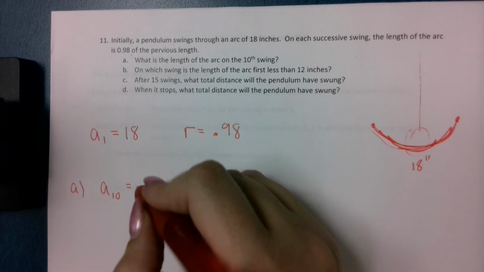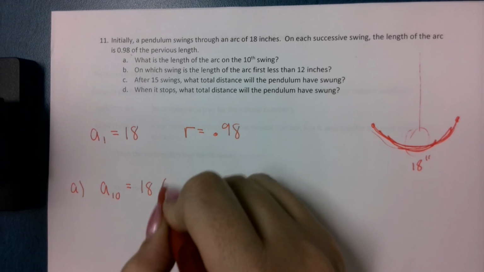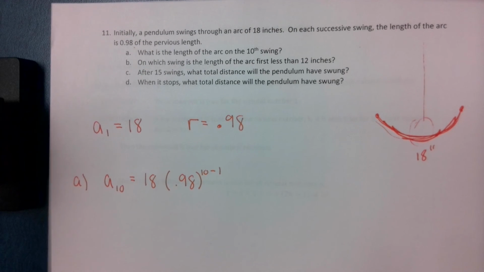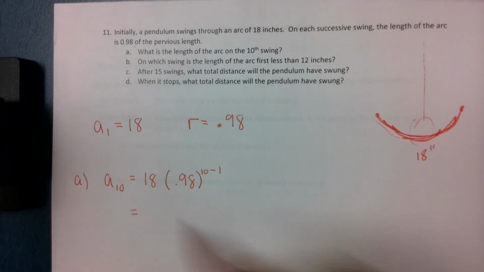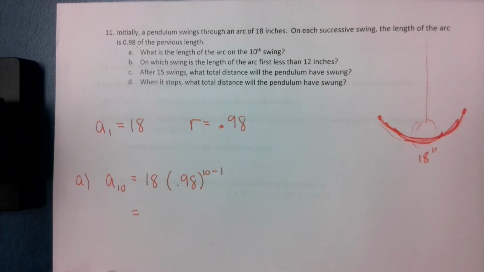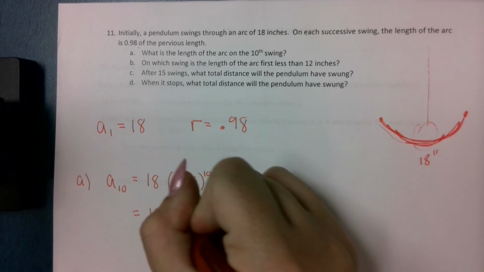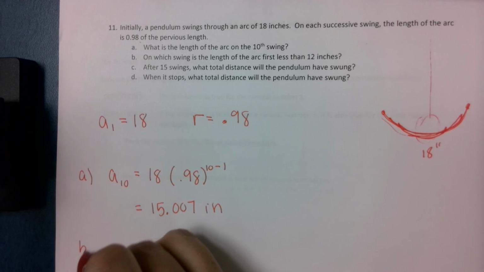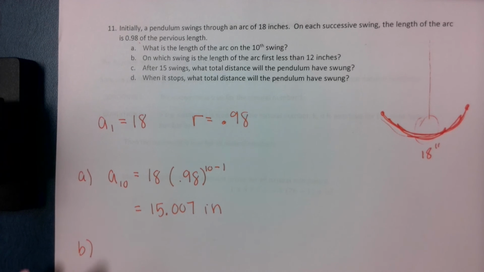Well, a sub 10 is going to be a sub 1 times r to the 10 minus 1 using our nth term formula. So that would be 18 times 0.98 to the 9, so 15.007 inches. B is asking us on which swing will the length of the arc first be less than 12.